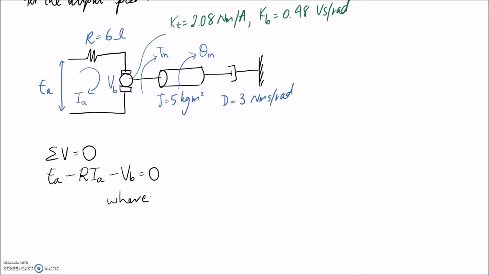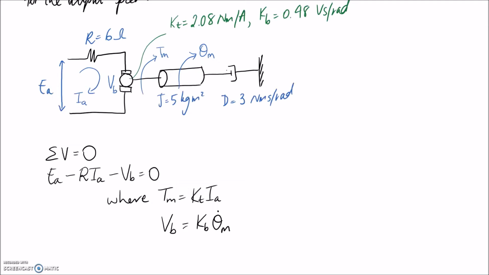So we have the two equations. The first one is that Tm is equal to KT IA. Tm is of course this one here, the torque applied at the output of the motor. KT is the torque constant, and we're given its number in the question. And IA again is that current through the circuit. The other equation is that VB is equal to KB times theta dot m. KB is the back EMF constant, and theta dot m is the rate of change of the position of this shaft, in other words, the angular velocity.